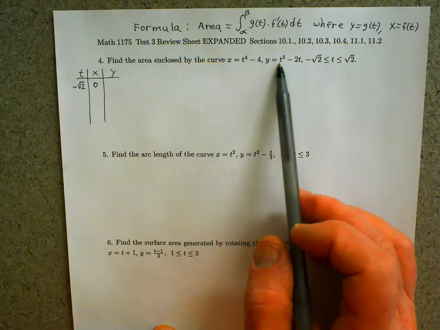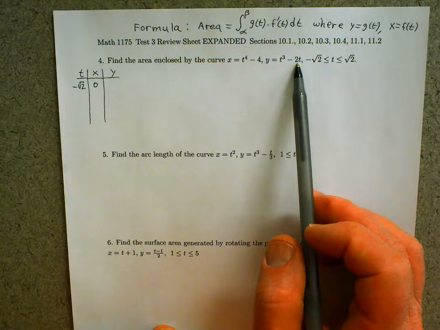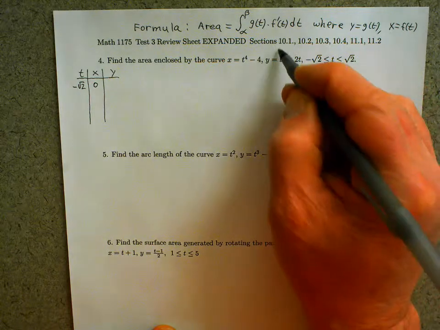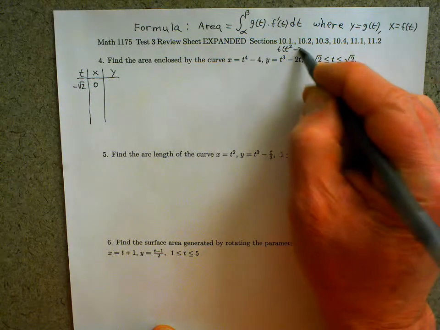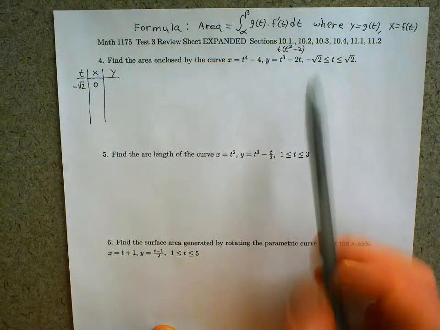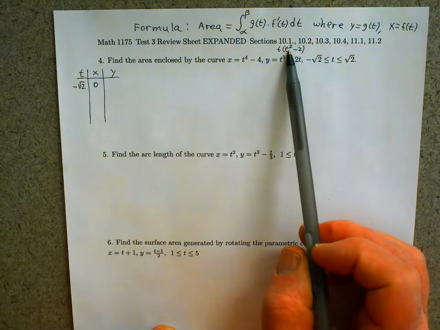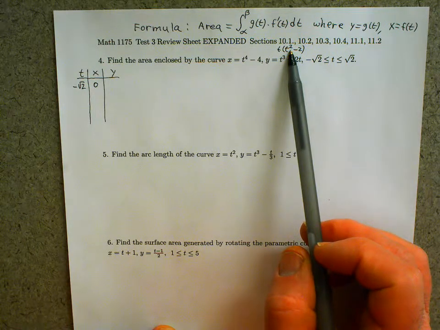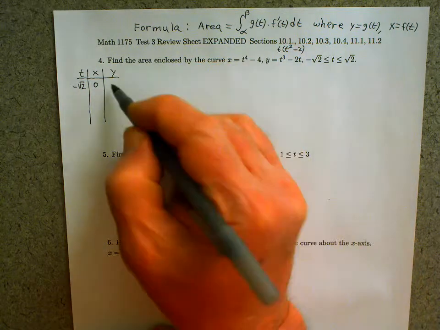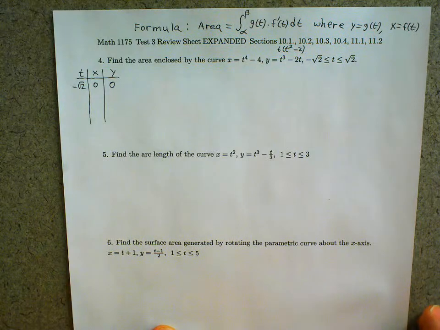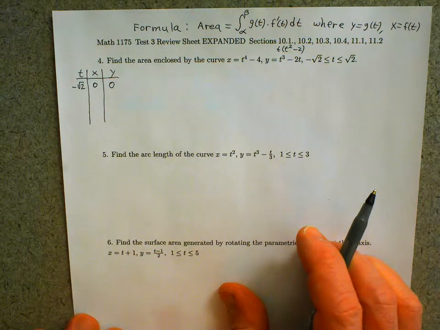And the y-coordinate, t to the 3rd minus 2t, we can think of that as t times (t to the 2nd minus 2), and replace t with the negative square root of 2. Well, inside the parentheses, the negative square root of 2 squared is 2. 2 minus 2 is 0. So the y-coordinate is also 0 when t is negative square root of 2.